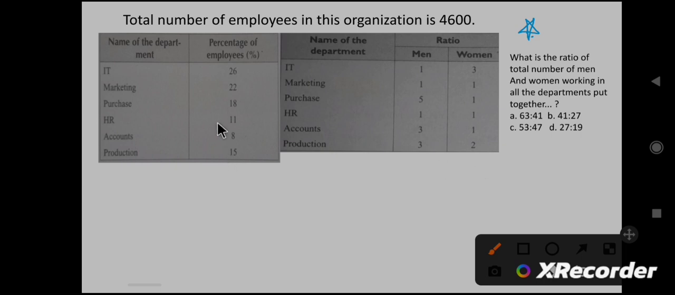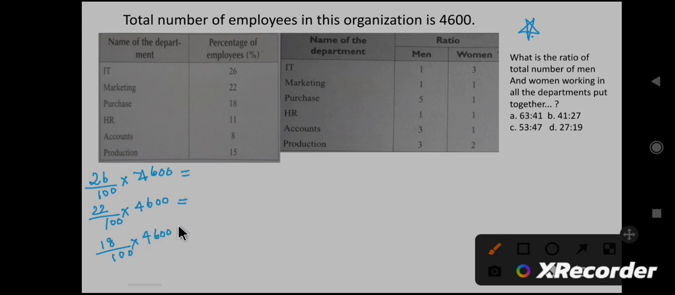So the first thing which we need to do here is to find out what is 26% of 4600. Then only we will know the total number of people working in the IT department. So to see how many people are working in the IT department, what we need to do is 26% of the total 4600. And for marketing, the total number of people working in the marketing department is 22 by 100 into the total number of employees 4600. Then similarly for the purchase department, 18 by 100 into 4600.